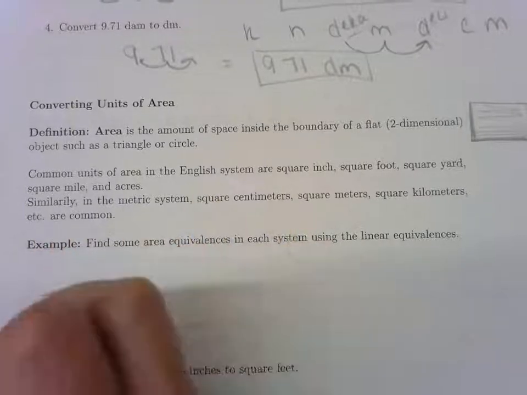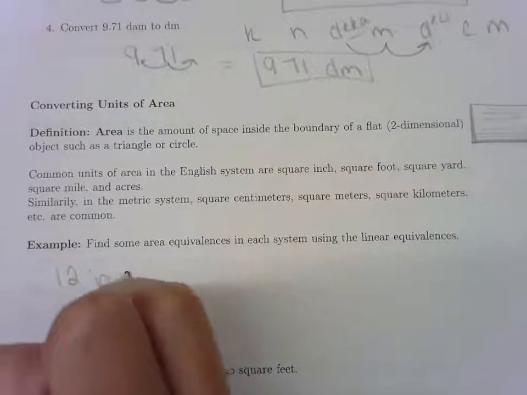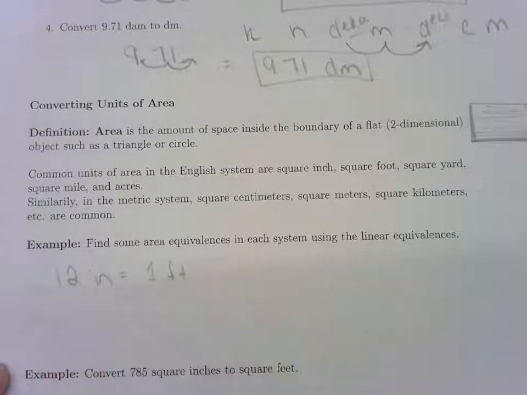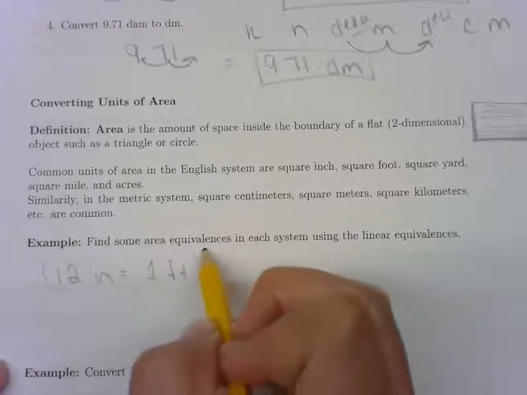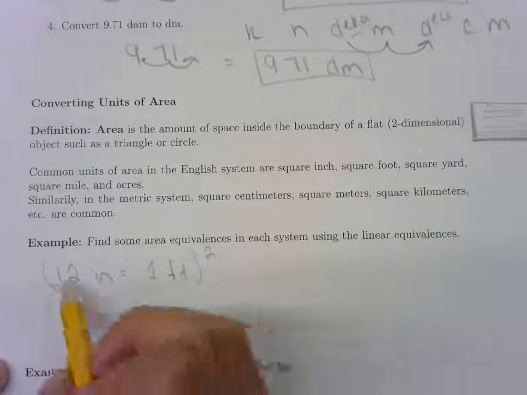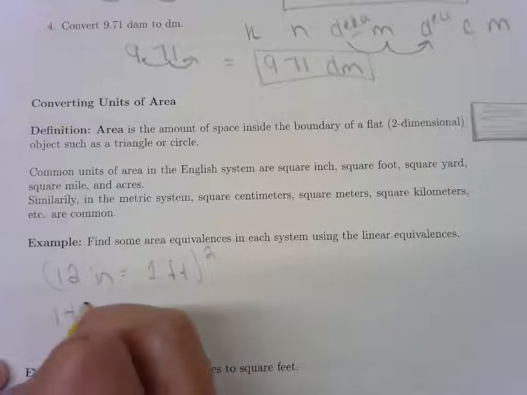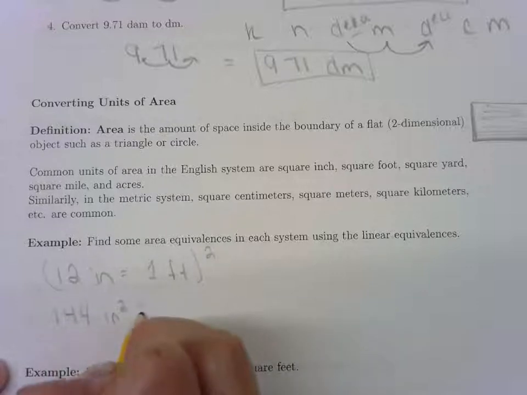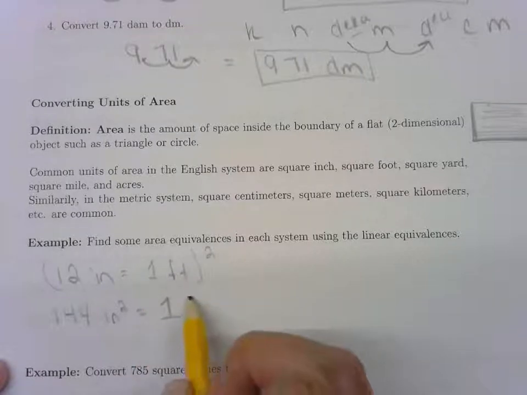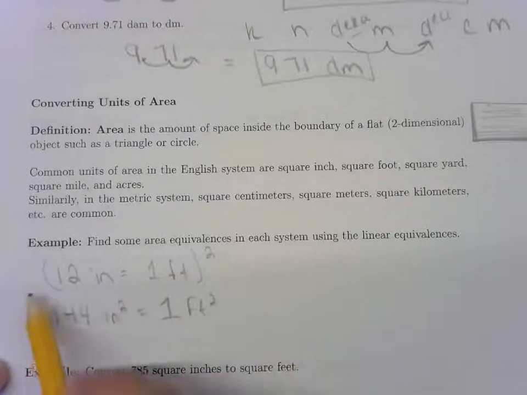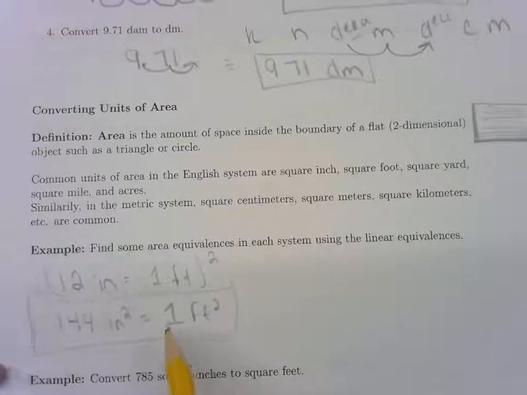The example says find some area equivalences in each system using linear equivalences. So a linear equivalence, for example, would be 12 inches is 1 foot, which we know we have memorized. But we want to go to square inches and square feet. So what we're going to do is take the whole thing and square it. 12 squared is 144 inches squared. 1 squared is 1. Feet squared would be square feet. So this would be the equivalence we'd want to use for square inches to square feet.